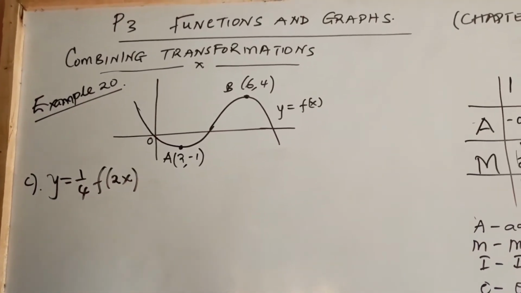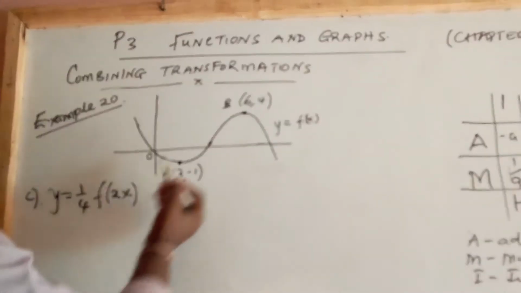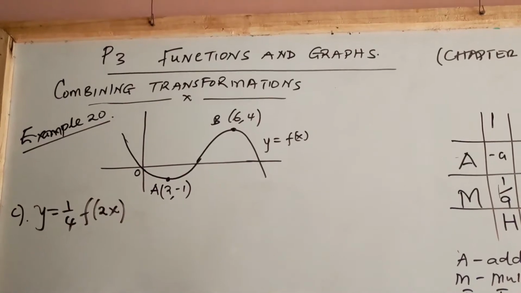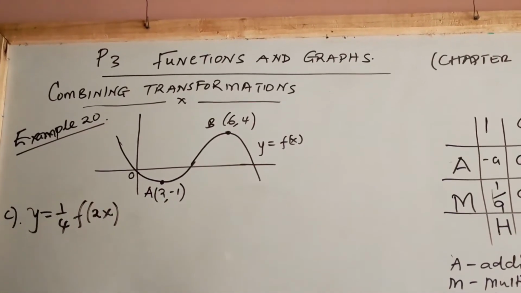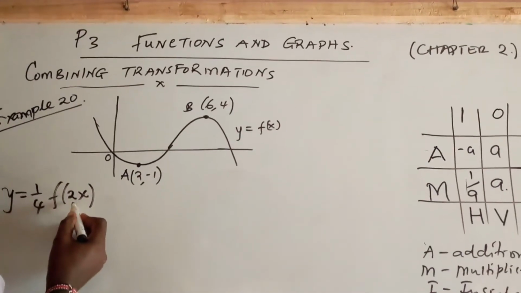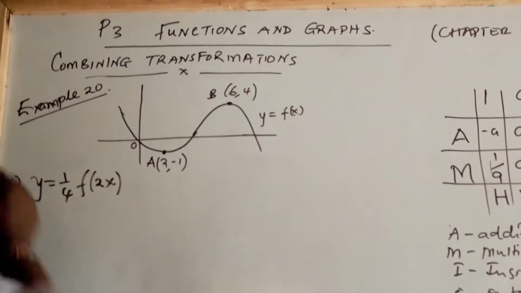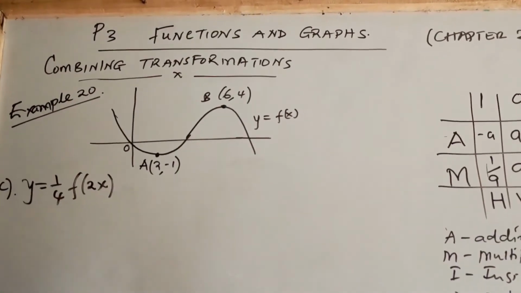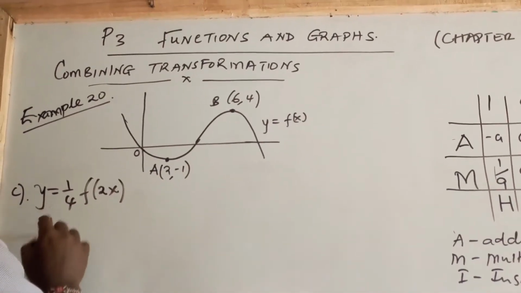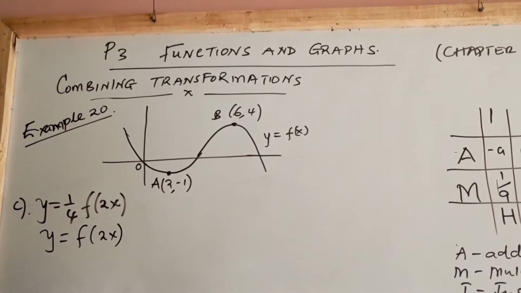Example 20 and part C. We are supposed to sketch this curve from this curve. Of course, you can already see it's a combined transformation, because you can see there is a multiplication by 2 and there is a multiplication outside by a quarter. We are always advised to perform the bracket first, and that means you're going to have y is equal to the function of 2x first.